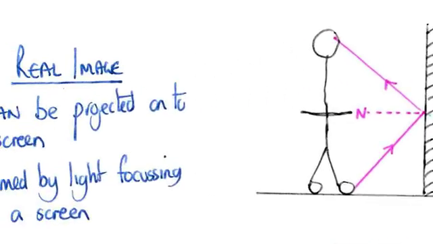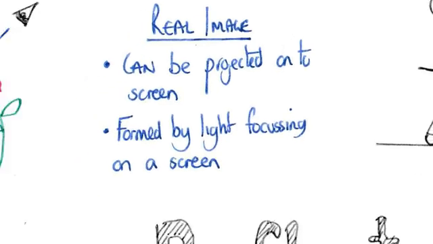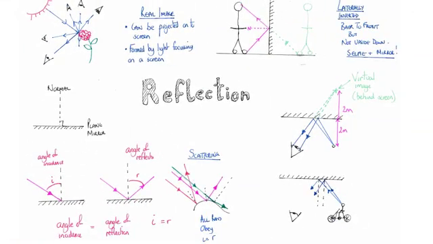Right, you need to know what a real image is. A real image can be projected onto a screen, so you've got to memorize that. Real images can be projected on the screen, and they're formed by light focusing on a screen. That's the difference between a real image and a virtual image. Virtual images can't be projected onto a screen, and they are behind the mirror, whereas real images can be projected on a screen and are formed by light focusing on the screen. And that is reflection.